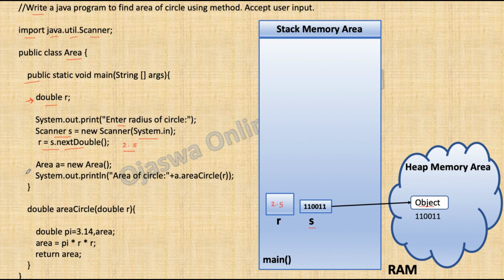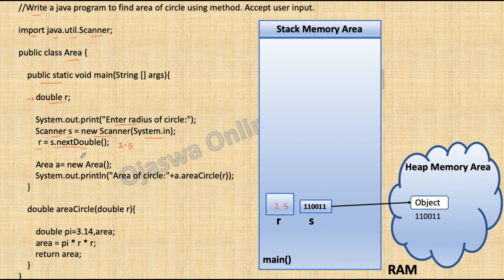Next statement we have created is an object of class area. This is our class name. Why do we need this object? We have defined the method to calculate area of circle and the name of the method is areaCircle. Main is the static method. To call a non-static method inside the static method, we need to call it using an object. areaCircle is defined inside the class area. Hence, you need to create an object of class area.